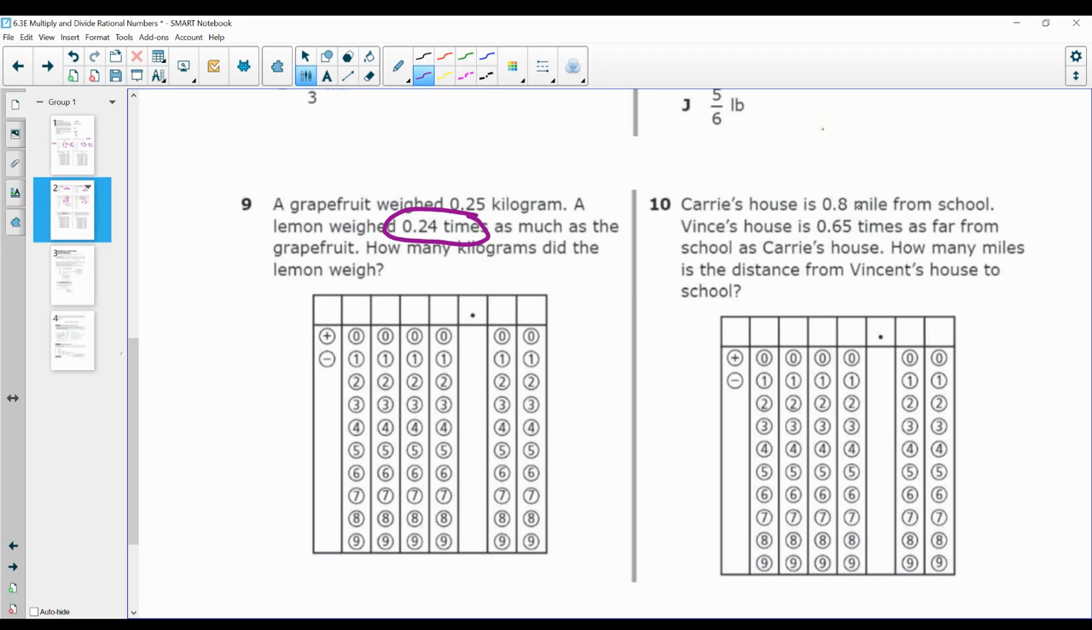Carrie's house is 0.8 mile from school. Ben's house is 0.65 times as far from school as Carrie's house. How many miles is the distance from Vincent's house to school? Clue word, times. So we'd have to multiply and no fractions for this one.